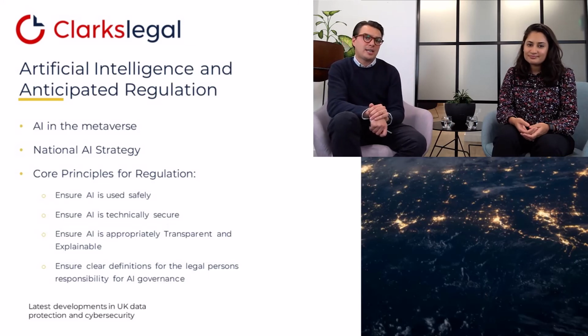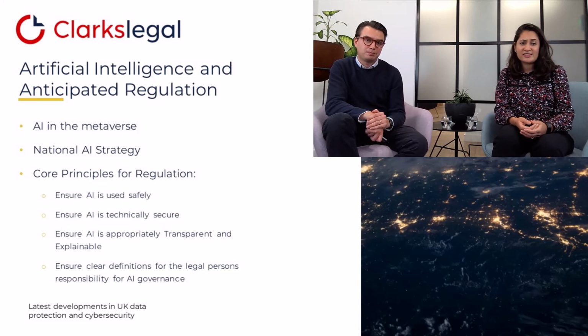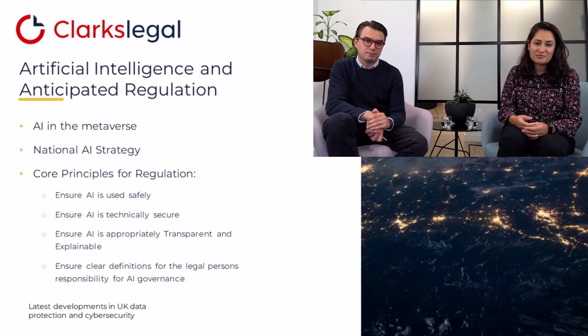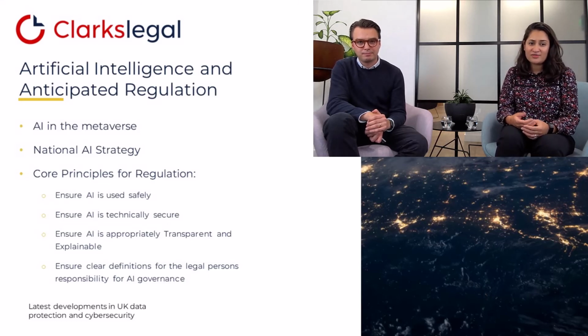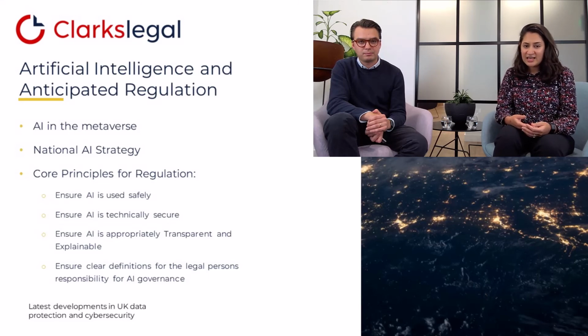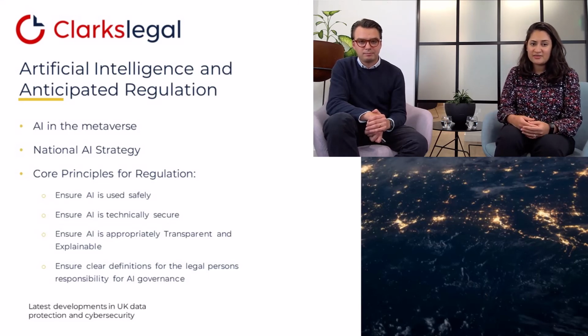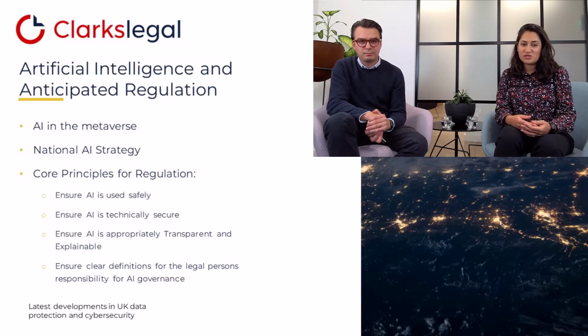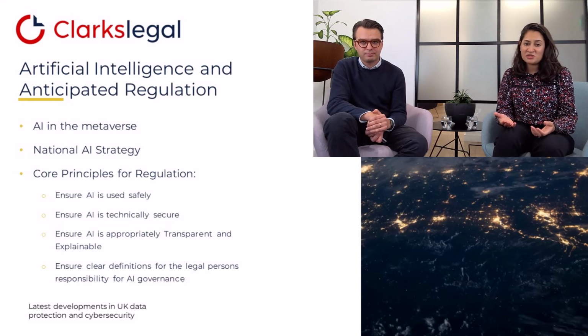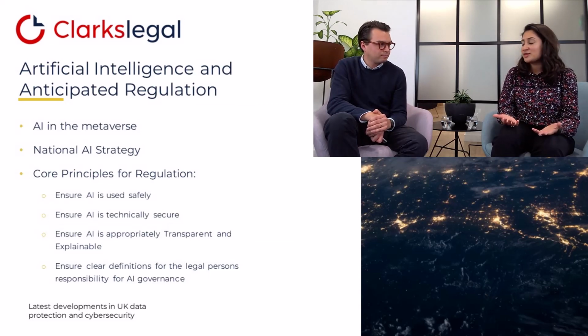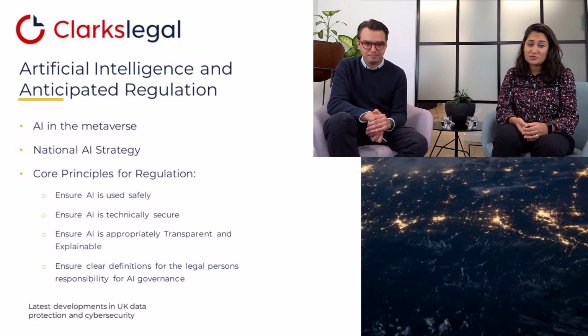The paper actually requests that regulators set out their regulatory expectations in their corresponding sectoral domain. Yeah, so thirdly, ensuring that AI is appropriately transparent and explainable. The policy paper believes this will be particularly relevant in high-risk settings where the decision-making process and consequence must be capable of being readily explained. And finally, ensuring clear definitions for the legal person's responsibility for AI governance. The paper affirms that the outcomes produced by AI systems must always rest with an identifiable legal person.